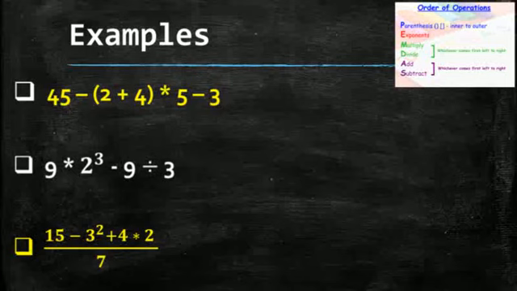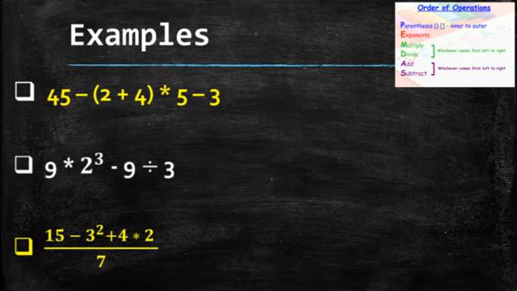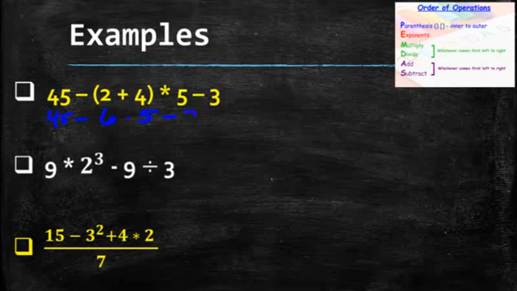Some other examples. 45 minus (2 plus 4) times 5 minus 3. So I need to do parentheses first. I'm going to write my 45 here, subtract 2 plus 4 is 6, times 5 minus 3. I must do multiplication first, so I put my parentheses around 6 times 5, so I know I have to do that. So now I have my 45 minus 6 times 5 is 30, and then I subtract 3.